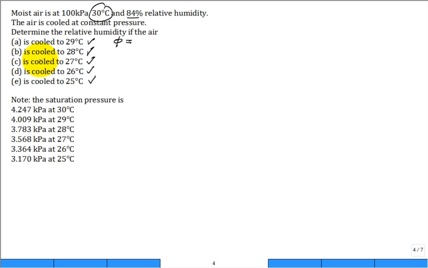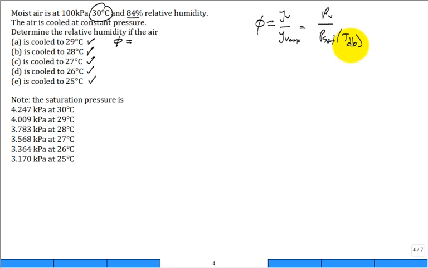So let me pick it up here. What is the relative humidity defined as? The mole fraction of the vapor actual divided by the maximum mole fraction, right? But this is the partial pressure of the vapor actual over the saturation pressure at that dry bulb temperature.